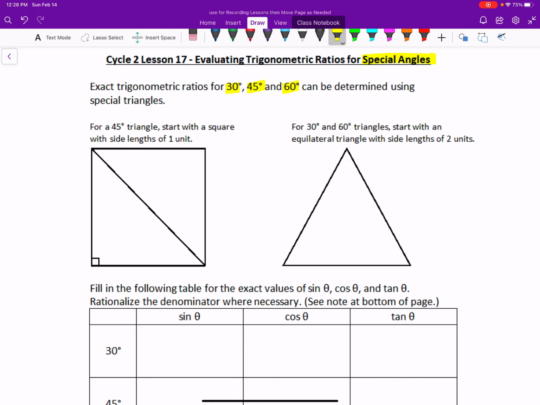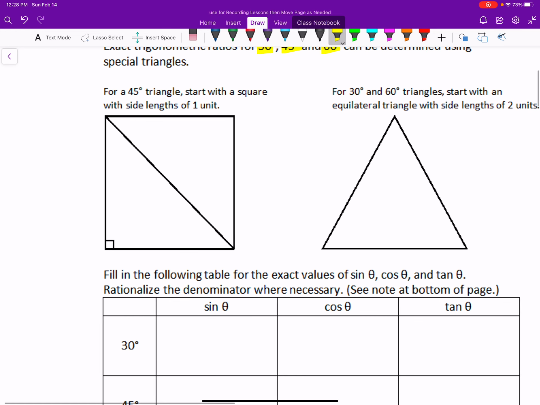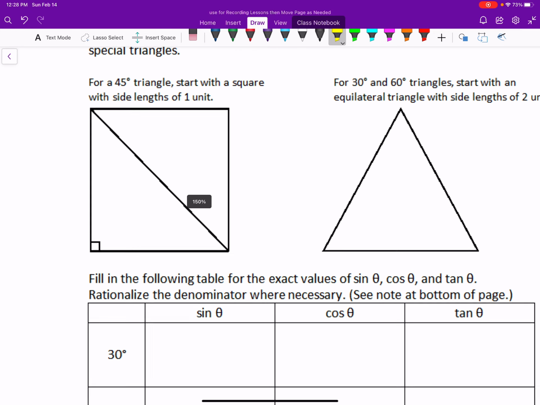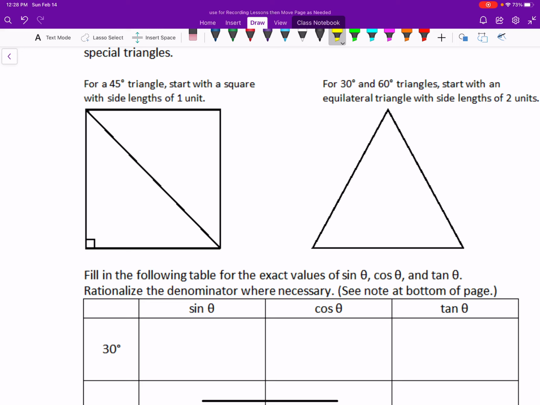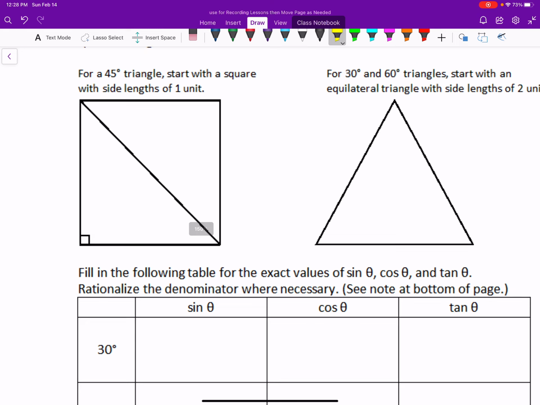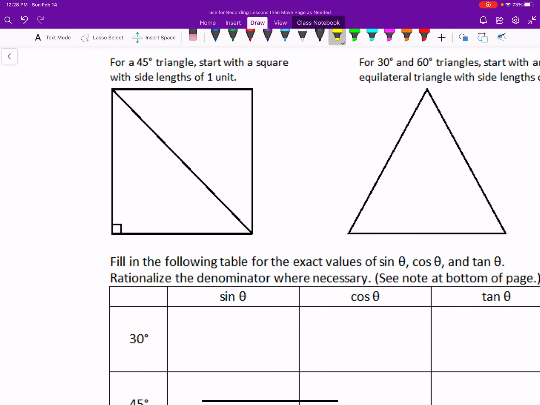So I'm just going to take a moment to show you where they come from. So for the 45 degree triangle, to find out the exact value of a 45 degree angle, let's start with a square with side lengths of 1 unit. So that means that the length of this side is 1, whatever the units are. You can think of it like centimeters, meters. I won't put units on there though. Being a square, that means that this side is also 1 unit.